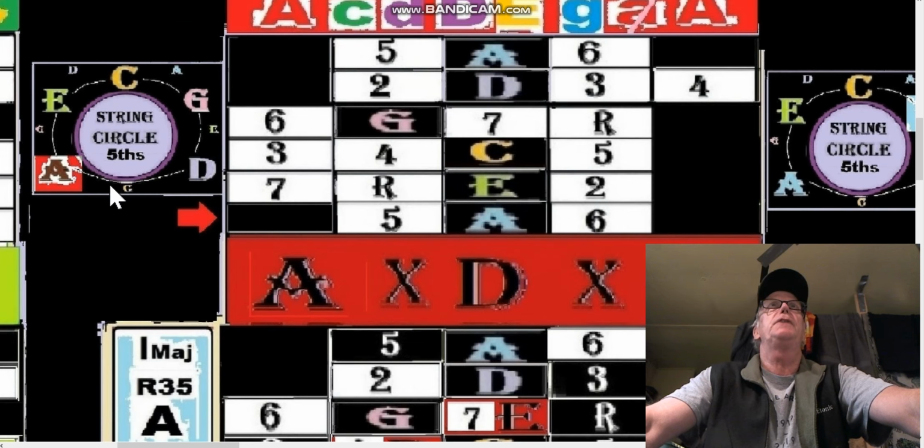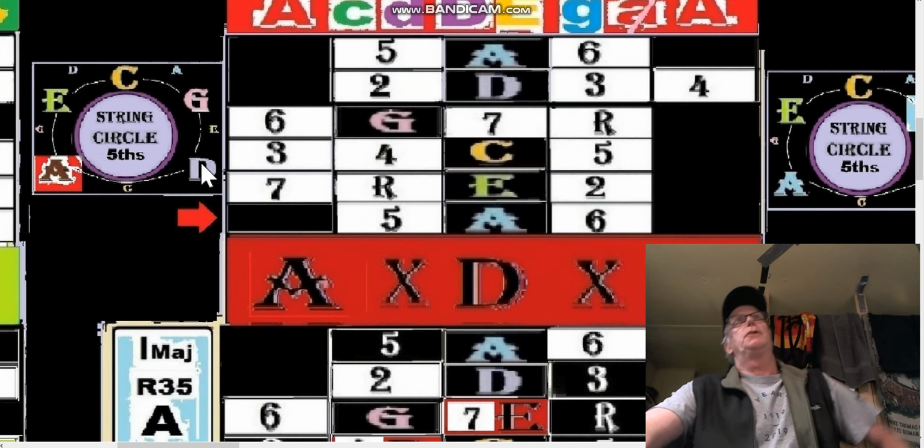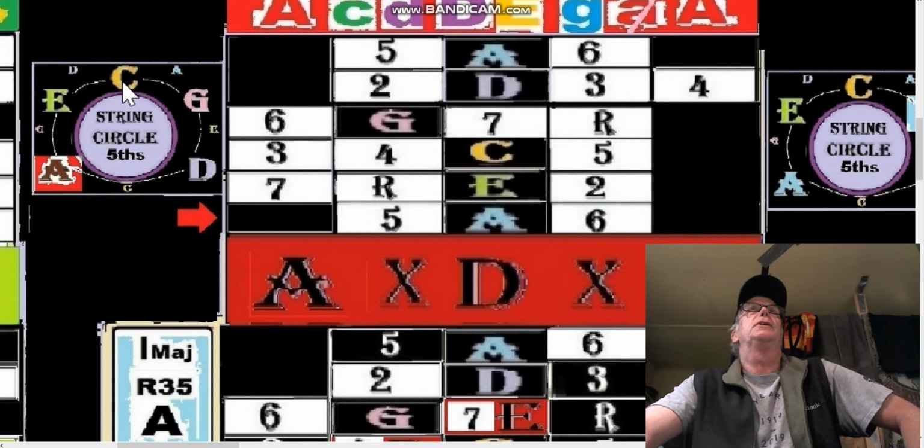Clockwise is in fifths, counterclockwise is in fourths. So the fifth of A is E, the augmented fifth of E is C, the fifth of C is G, the fifth of G is D. But there's another way you can look at it: Chuck's good dog always eats Chuck. Chuck's good dog always eats Chuck.